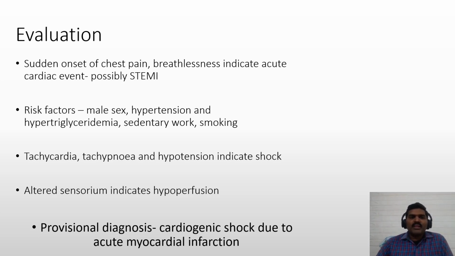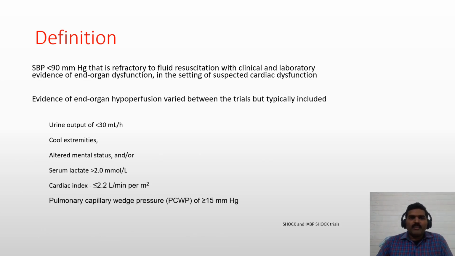The patient has tachycardia, tachypnea and hypotension, which indicate shock. Altered mental sensorium indicates hypoperfusion. So based on these features, you can provisionally diagnose the patient as cardiogenic shock due to acute myocardial infarction. With this background, let us proceed into cardiogenic shock proper.